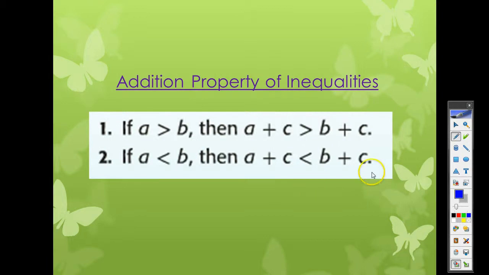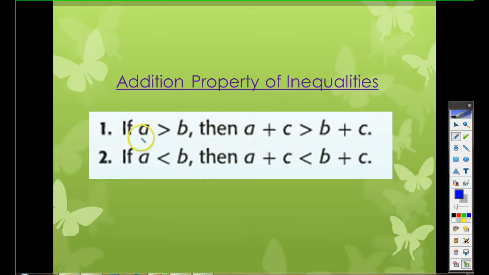Okay, so solving inequalities is basically the same thing as solving equations. So here you have, if A is greater than B, then if you add C to each side, it's still A plus C is greater than B plus C. Same goes if A is less than B, then if you add C to both sides, A plus C is going to still be less than B plus C.